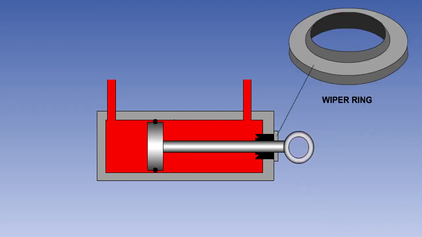Seals are easily damaged by grit, and a wiper ring is often installed on actuators to prevent any grit that may be deposited on the piston rod from contaminating the seals.